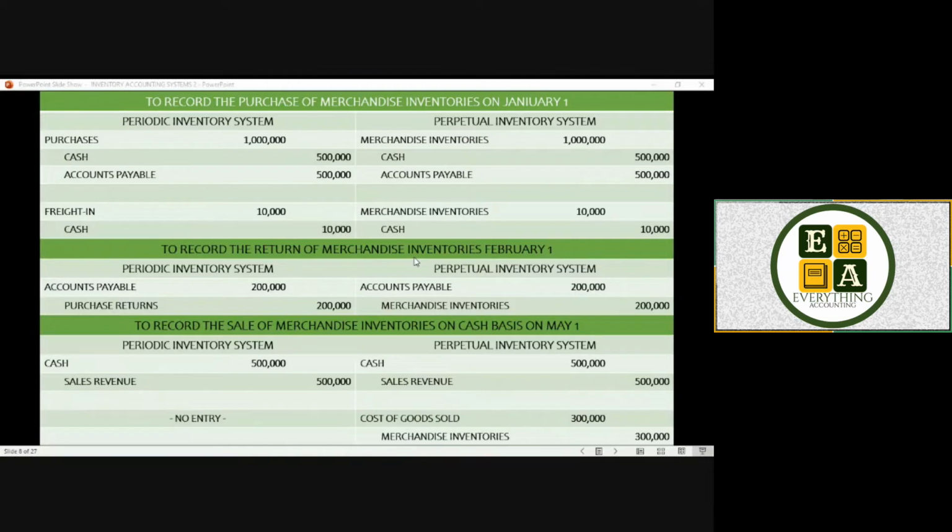Then, credit tayo ng sales revenue. The same journal entry na meron tayo under perpetual inventory system, debit pa rin ng cash, credit ng sales revenue, good for 500,000. But under perpetual inventory system, may additional journal entry lang tayo. Nire-record natin yung cost of goods sold in relation to the cost na inventory na naibenta. So, cost of goods sold, debit, 300,000. Then credit tayo, merchandise inventories, binabawasan natin yung cost ng inventories. So, 300,000.